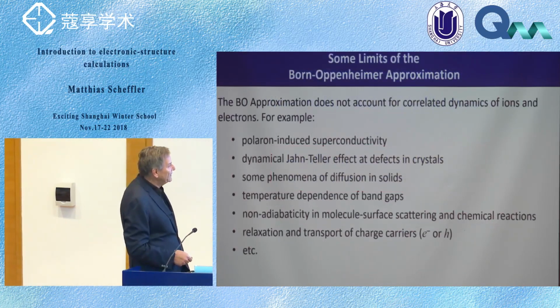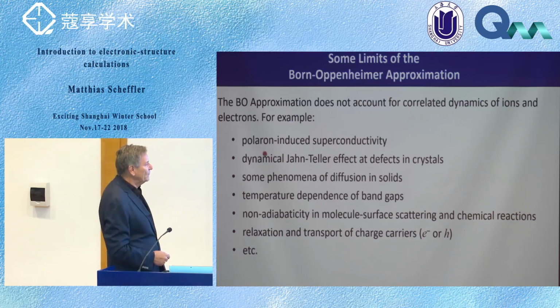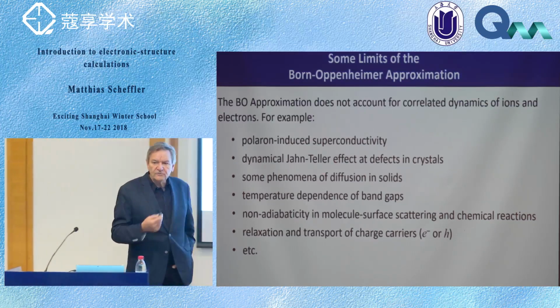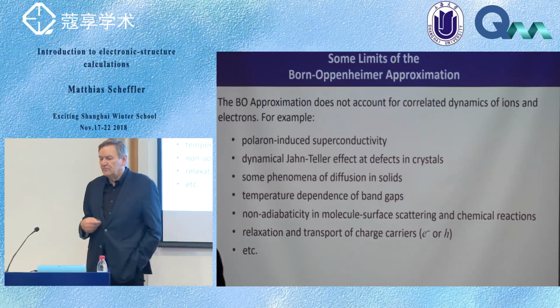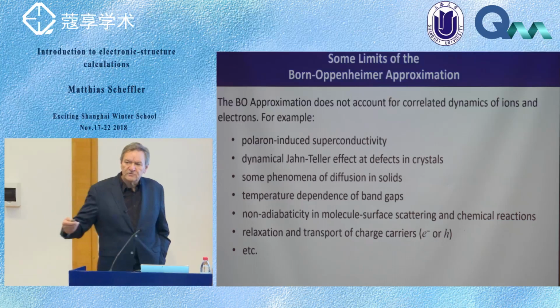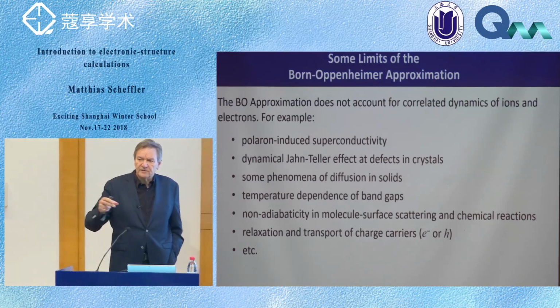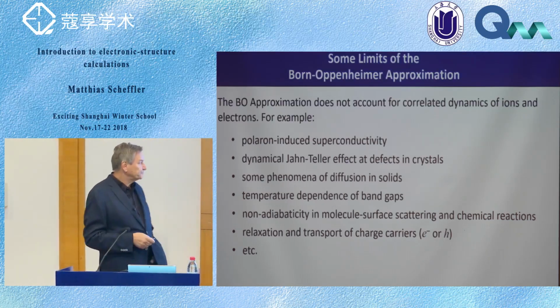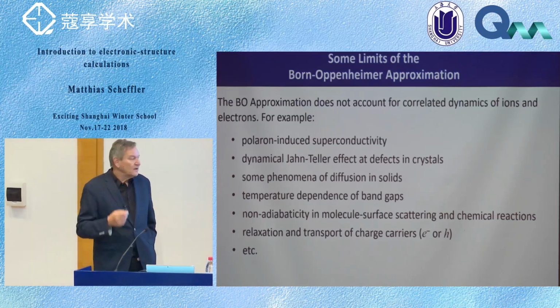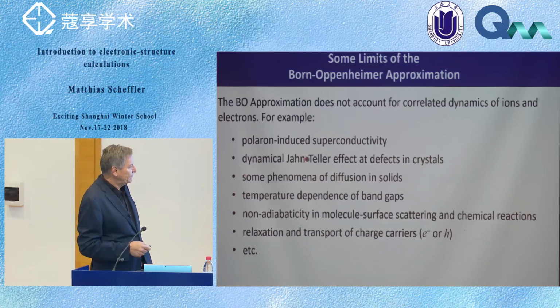Now, there are limits, which we know very well. Polaron-induced superconductivity, a dynamical Jahn-Teller effect. You know that in principle the ground state of a many-body, many-atom system is non-degenerate, and if it would be degenerate, the system will distort. But in fact, it could distort in a very dynamic way, and this would be very fast.